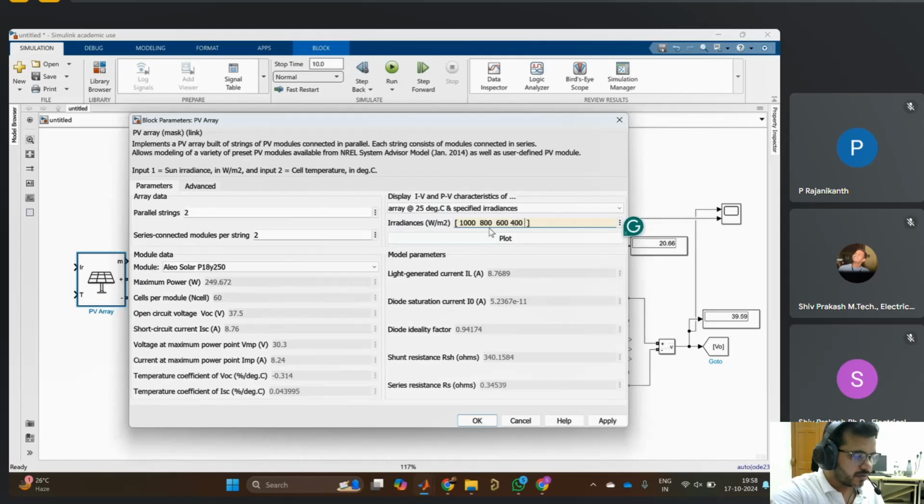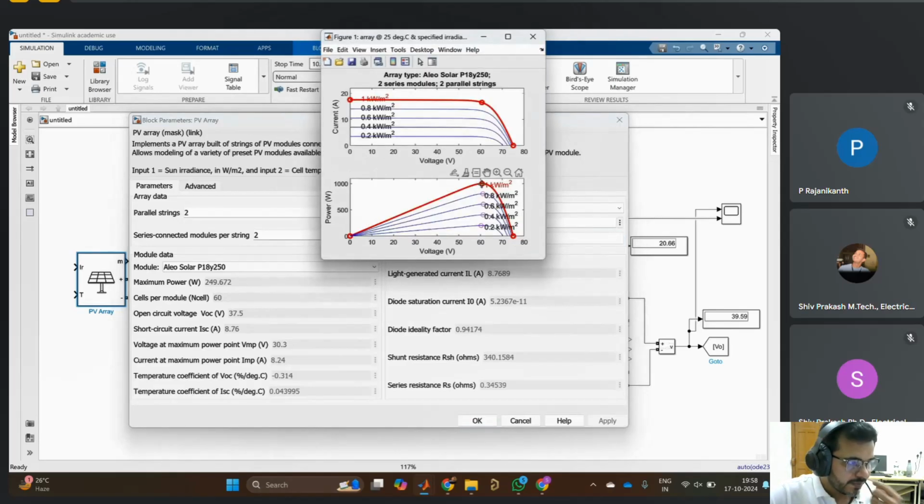Maximum power you can see here at 1 kilowatt per meter square irradiance will be 998 watts, and at 800 it will be 805 watt. Here at 0.6 kilowatt it is 6 watt, same thing like 1 kilowatt.